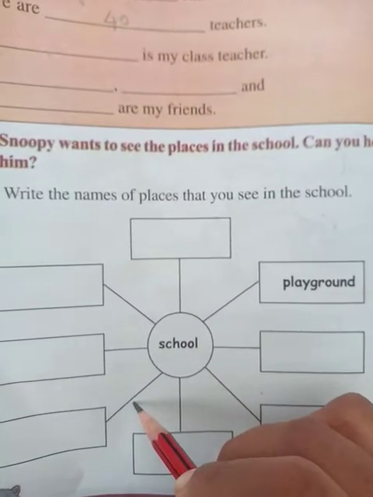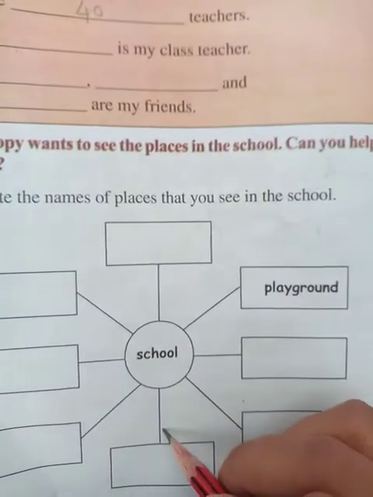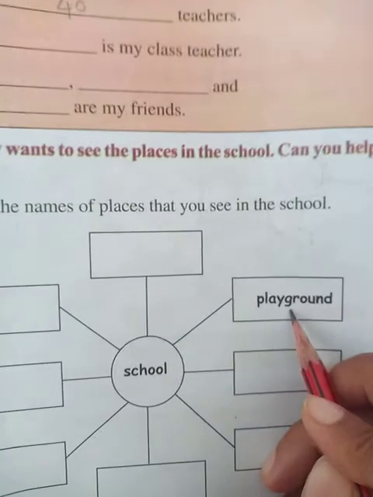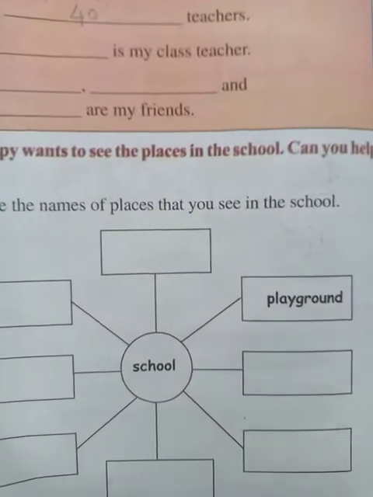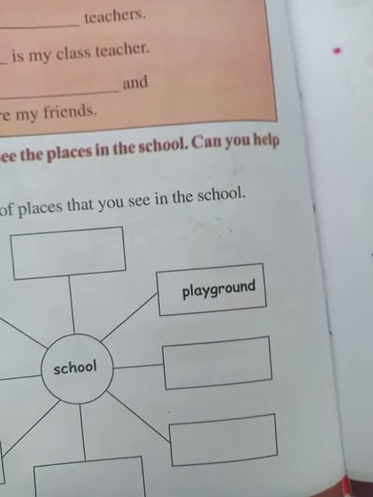Okay? Got it? So in school, what are the places we have? In school, we have a playground. Yes or no? We have a big playground. You all play in interval, lunch, and also in your games periods, and on some occasions, you all play in the big playground, yes or no? Yes.